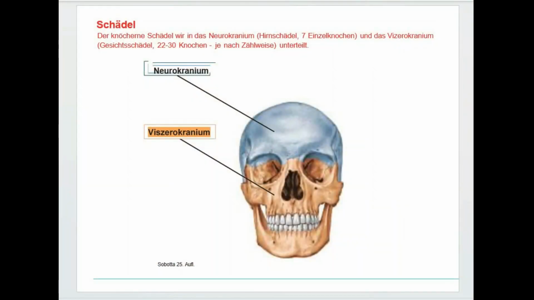The second part is called the viscerocranium or facial skull. It refers to the lower part of the skull. In contrast to the neurocranium, the viscerocranium protects the facial structures and the respiratory tract. But together, the neurocranium and the viscerocranium form the entire skull and fulfill different protective functions in the head area and the bones.